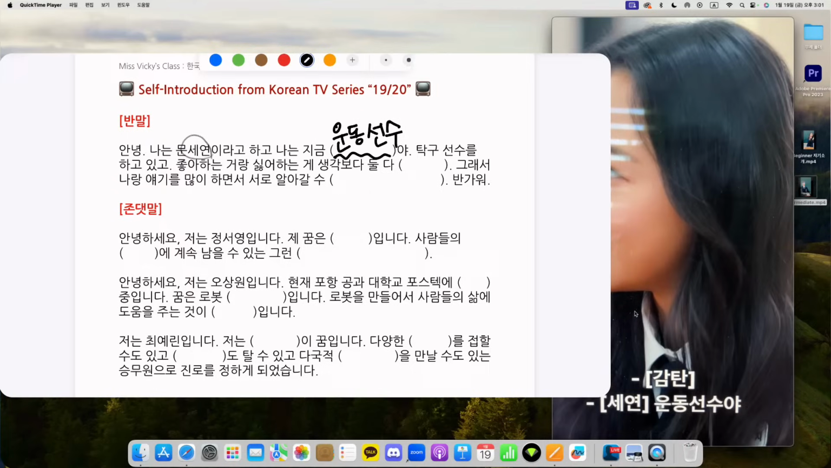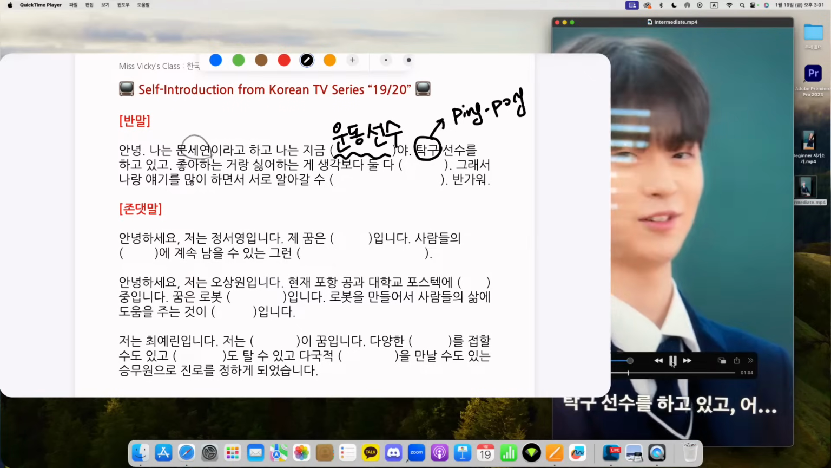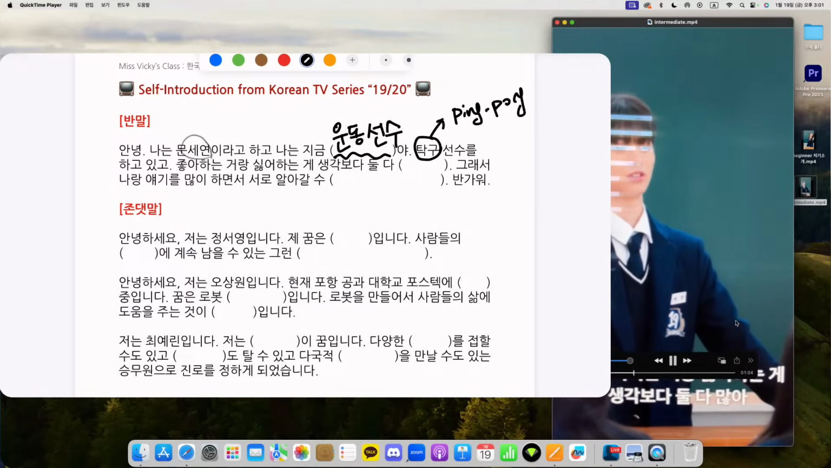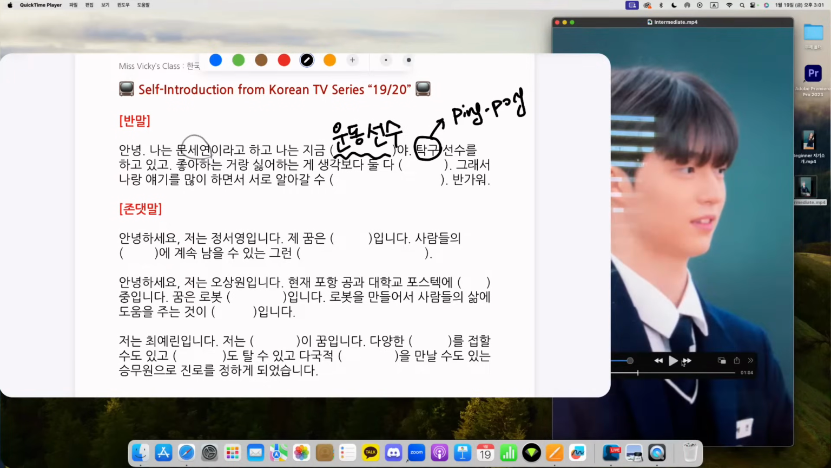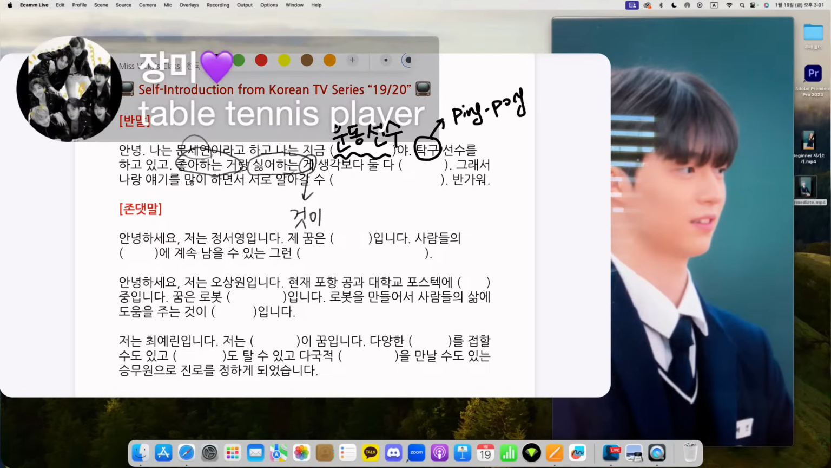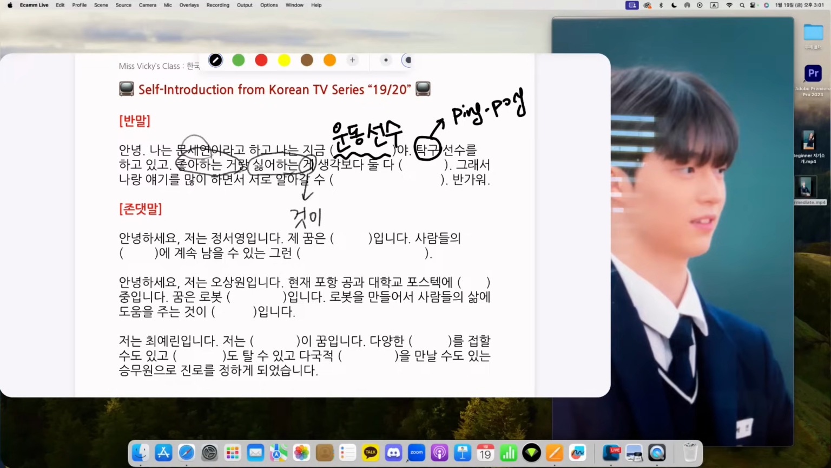So sports player. I'm a sports player and specifically 탁구 선수를 하고 있대요. Specifically, I'm a ping pong player. 탁구 선수를 하고 있고 좋아하는 거랑 싫어하는 게 생각보다 둘 다 많아. 좋아하는 거 what I like and 싫어하는 거 what I hate. We learned that this 게 is a combination of 것 and the subject marker 이. So table tennis, yes. Table tennis is a better word. Thank you, 장민님. Table tennis.